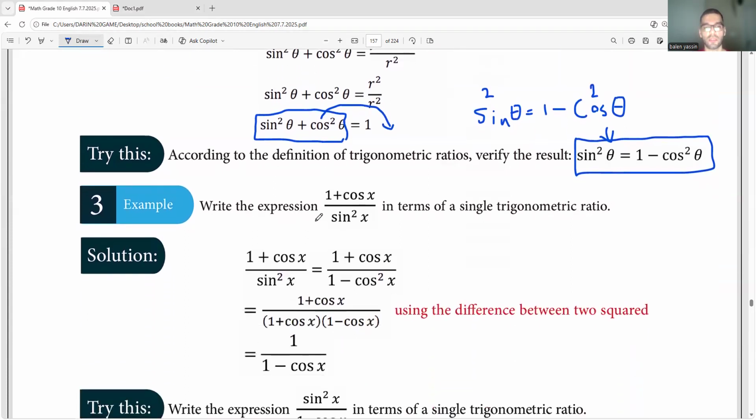Yeah, and now we move to example 3. Example 3 has some details, okay? So it says write this expression in terms of a single trigonometric ratio. When it says single trigonometric ratio, you have the option to choose either cosine or sine. In this expression, we have both sine and cosine. The question is asking us to write it in terms of only one of them, meaning get rid of the other one. So either change all the sines to cosine or the other way around.